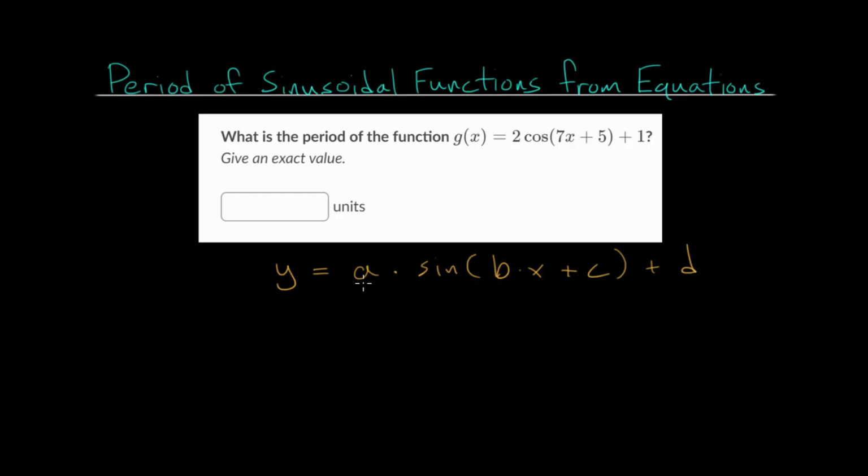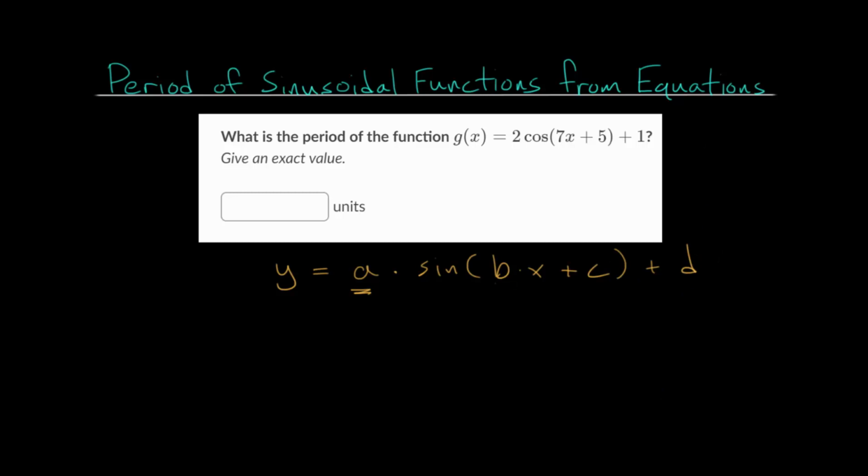And each of these letters, a, b, c, and d, will affect this sinusoidal function in different ways. For instance, a will affect its amplitude, b will affect the period. c will affect whether or not we are shifting the entire function left or right. And d will shift the entire function up or down. This will affect our midline.